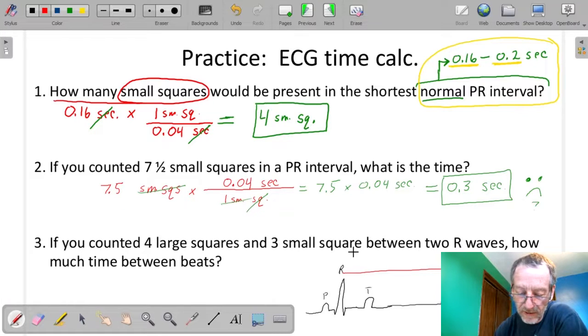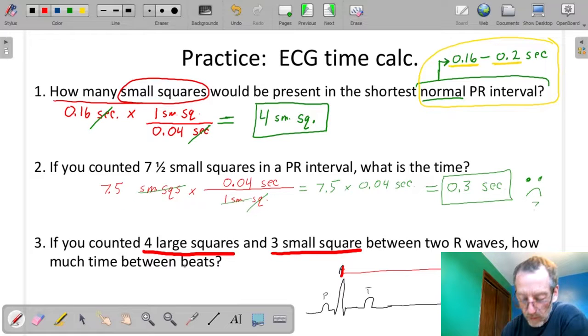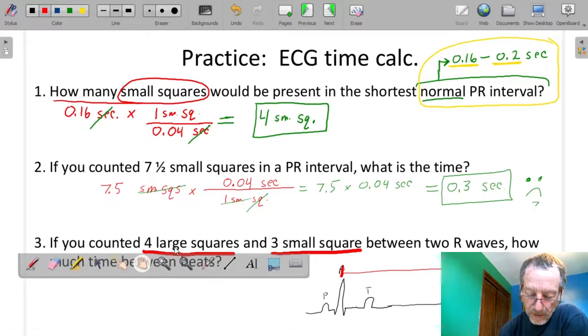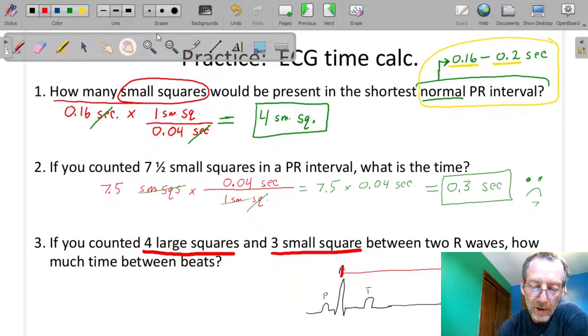We count up, we have 4 large squares and 3 small squares in this time frame from here to here. We just counted up the squares, that's what we got. How much time is that? Well, let's get this out of the way. You can do this. Probably getting bored perhaps, but let's do it anyway.